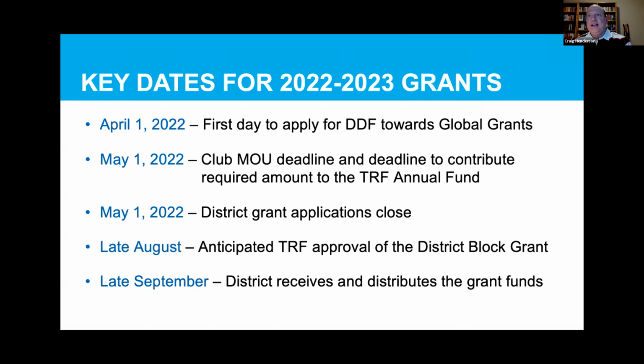May the 1st is the last date. April the 1st is the first day. May the 1st is the last day deadline to apply for district grant applications. And in order to be eligible, you also have to have your MOU uploaded by that date, and the deadline for making that per capita $50 donation to the TRF. So that's all due by May the 1st, the day that the district grant applications close.